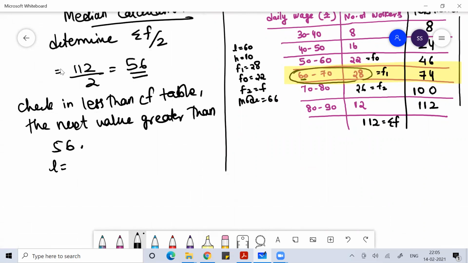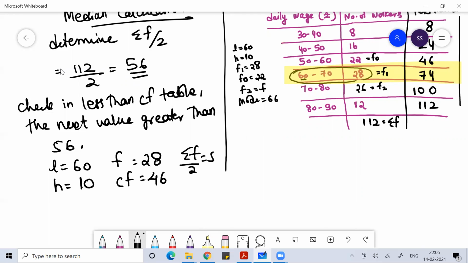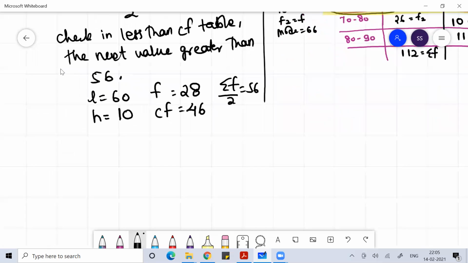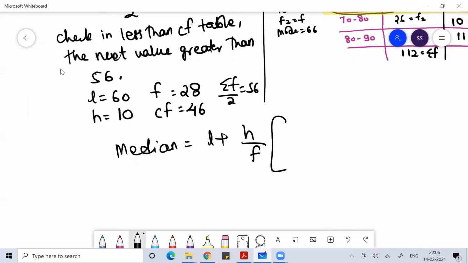So the L here is 60, H here is 10, the F here is 28, the less than cumulative frequency is 46, and sum of f by 2 is 56. So what is the median? The median formula is L plus H by F into sum of f by 2 minus CF. That is the formula of median.